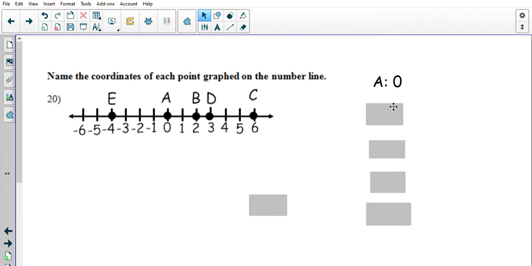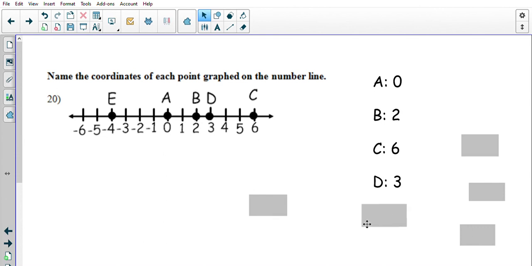Letter B is at 2. Easy. C is at 6. D is at 3. And E is at -4. All right, we've got 2 more to take a look at.